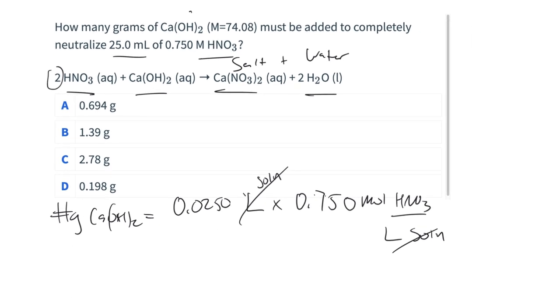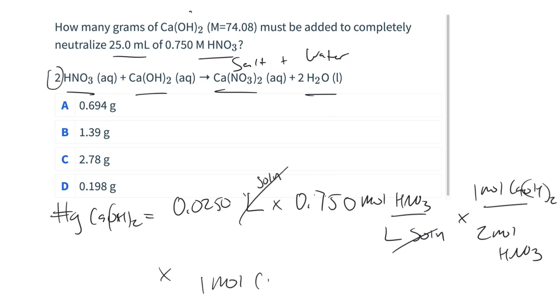And so the next step is I can just use the coefficient. For every 2 moles of nitric acid that are present, we need to add 1 mole of calcium hydroxide to neutralize it. Neutralize is just a fancy word for fully react with the substance. And then 1 mole of calcium hydroxide has a given molar mass of 74.08 grams.